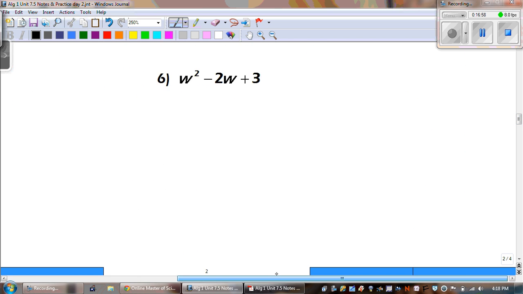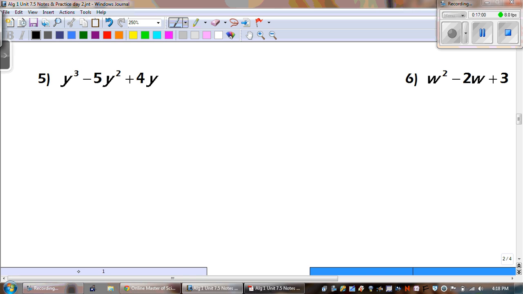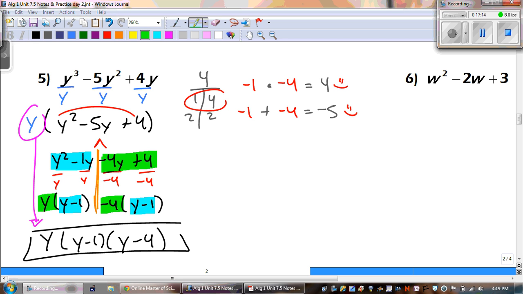All right, I think you guys are good to try one of these out all on your own. Why don't you try number 5 and see how you do. Make sure to pause the video. Okay, and there you go. Your GCF was a y, and then your two factors that multiply to 4 and add to negative 5 are negative 1 and negative 4.